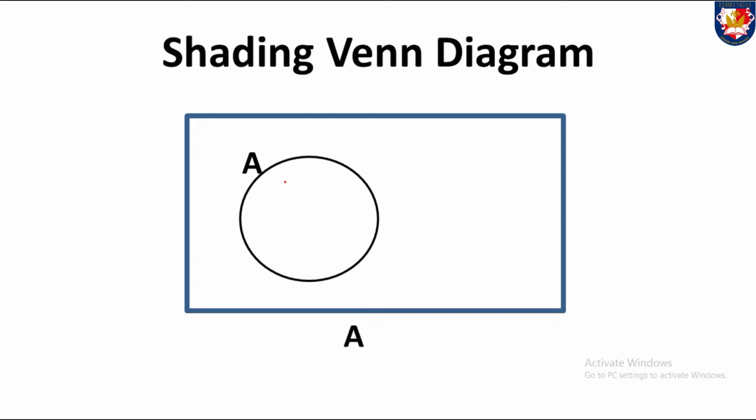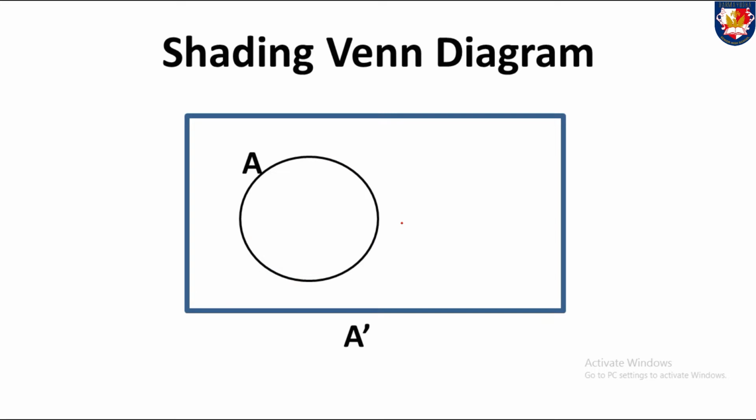So we just need to shade the region inside of set A. This region inside the set A, we shade this region. And this is how to shade a set A.